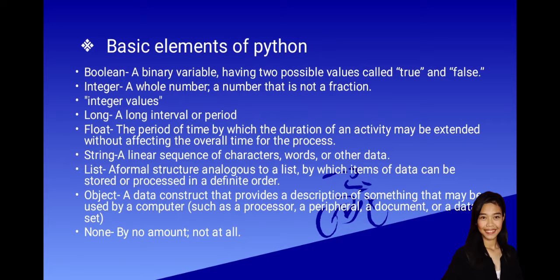So, what are the basic elements of Python? The basic elements of Python are Boolean, integer, long, float, string, list, object, and none. So what is the meaning of Boolean? A binary variable having two possible values called true or false.